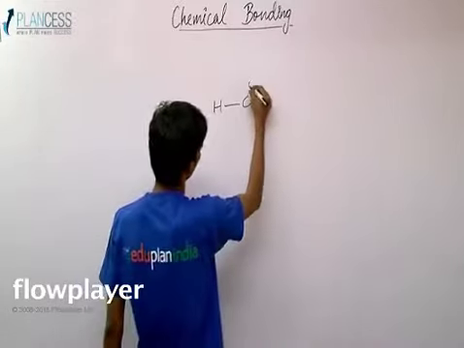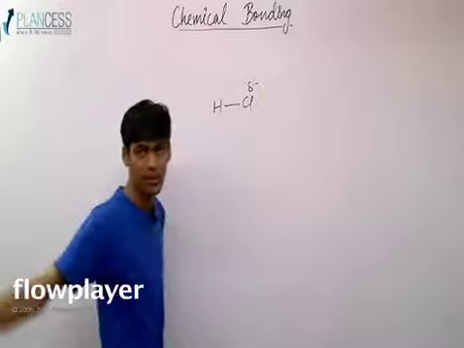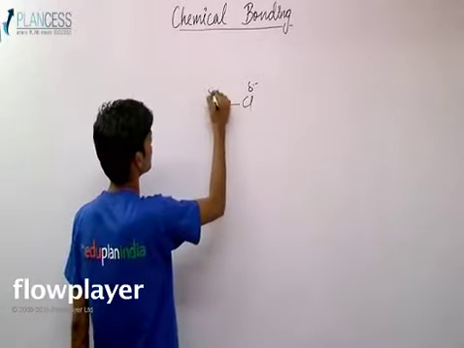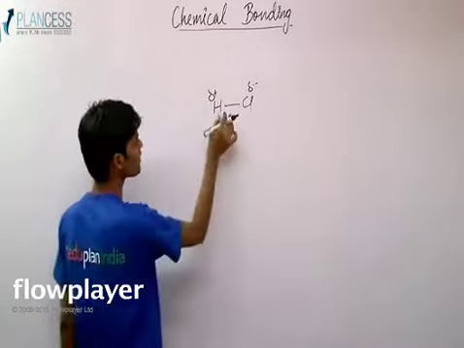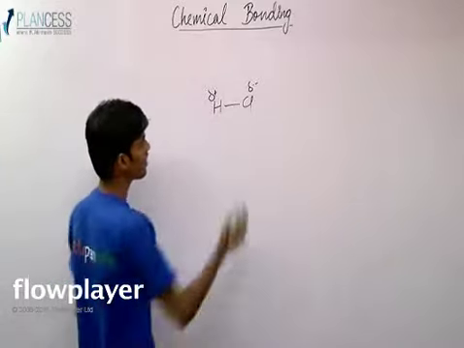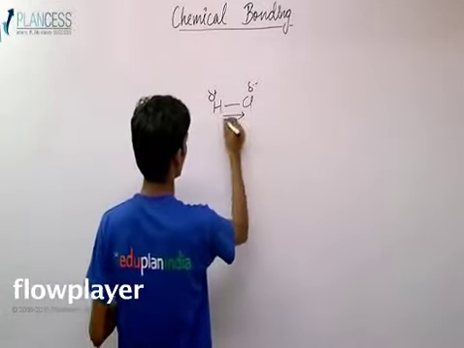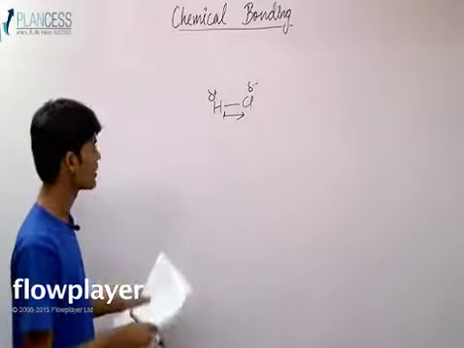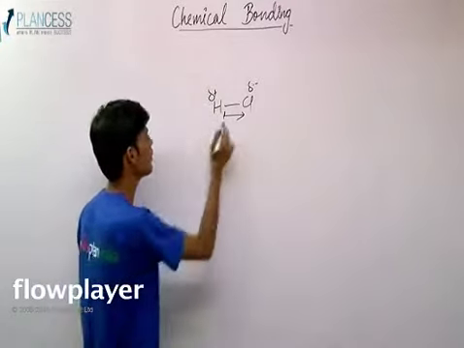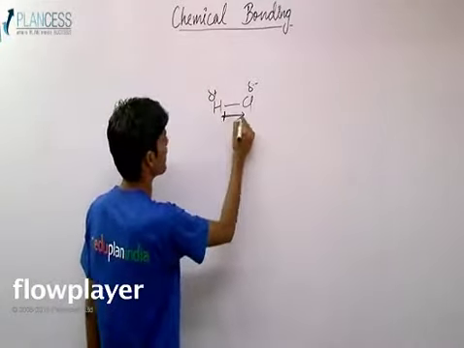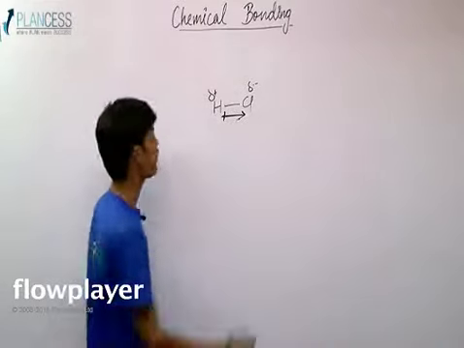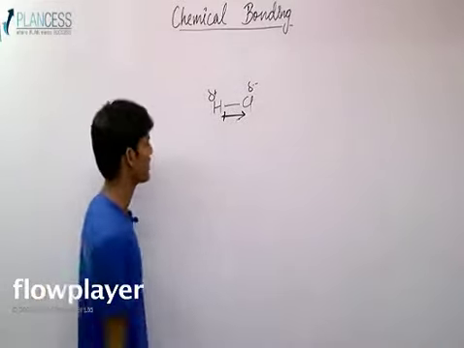So Cl will develop a charge delta minus and hydrogen will develop a charge delta plus. Because of this, there is a dipole. Dipole always goes from positive to negative. So there is a dipole moment developed, and this quantity is defined as dipole moment. The unit of dipole moment is debye.